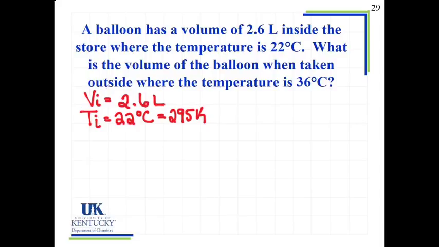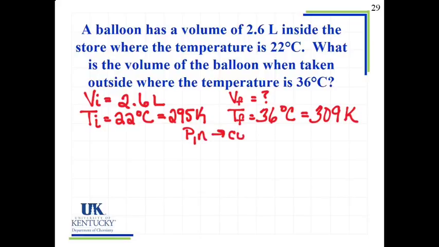So we add 273. Now we look at our final conditions. We do not know the final volume. We know that the final temperature is 36 degrees Celsius, which is equivalent to 309 Kelvin. Now, we see our pressure and our moles are constant because there's no mention of them changing, and unless it tells us something about them changing, we get to assume that they are constant. That means when we write our combined gas law, we will be able to cancel out the pressure and the moles because they are the same on both sides of the equation.